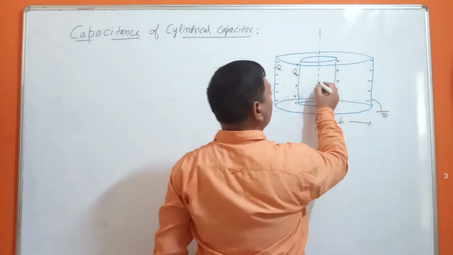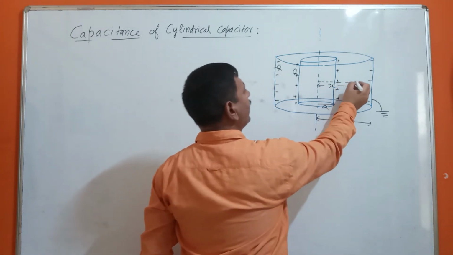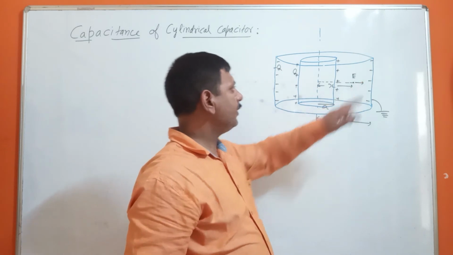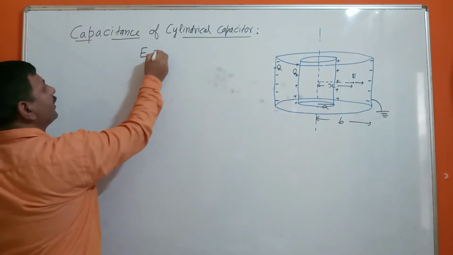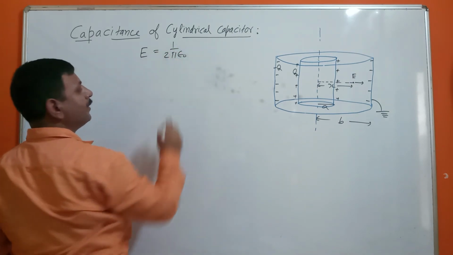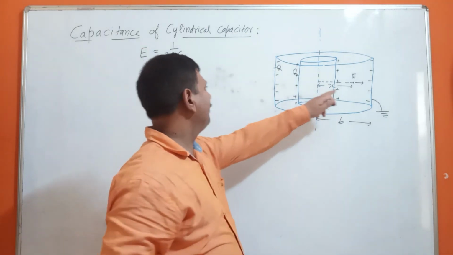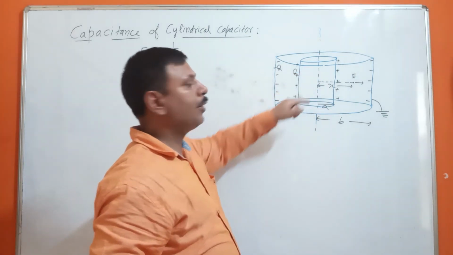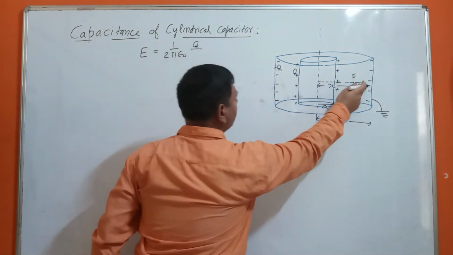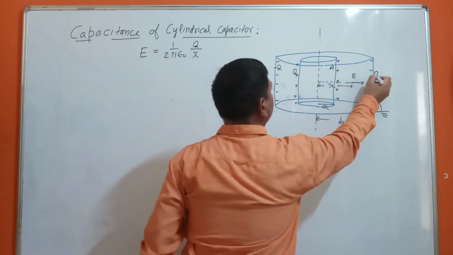See here, what will be the potential difference? To find the potential difference, suppose I have taken a point at distance x from the center. What would be the electric field intensity? E is equal to 1 upon 2 pi epsilon naught lambda upon r, the electric field intensity due to a line wire. Here lambda is equal to Q upon length. I have taken unit length, so it becomes Q upon r, and r is here x. What will be the potential difference? Suppose this surface is A and this surface is B.